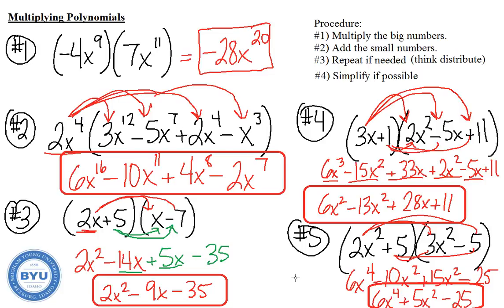That is how we multiply polynomials. Again, multiplying the bigs, adding the smalls, and if we have lots of terms, we're going to just do that multiple times over and over again.